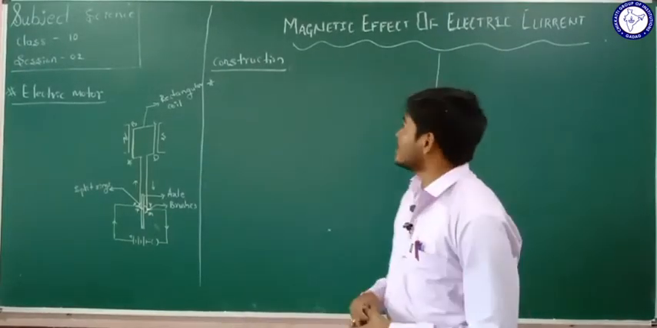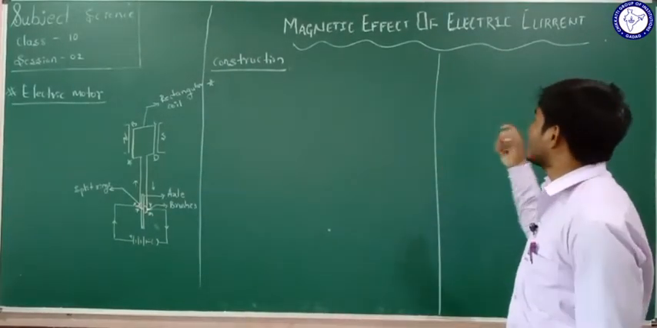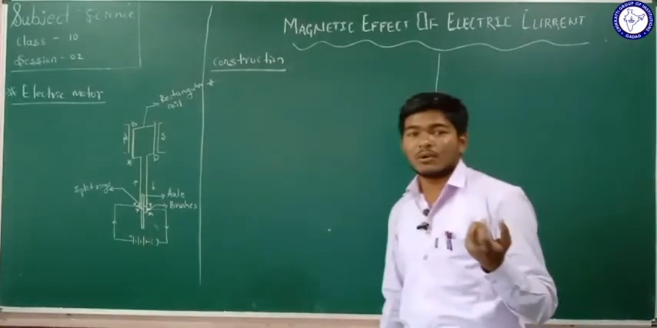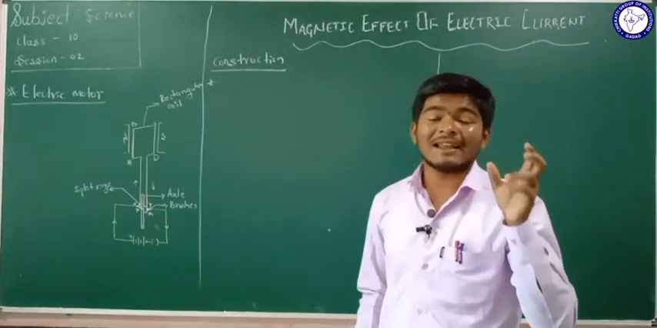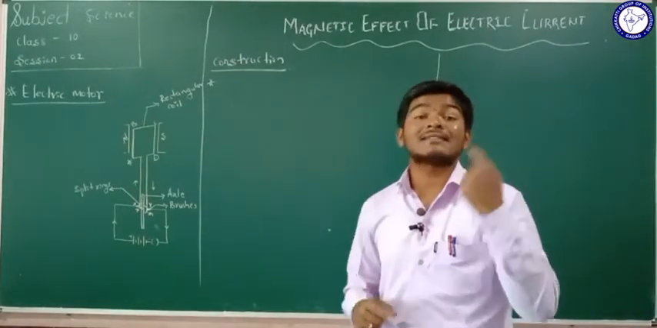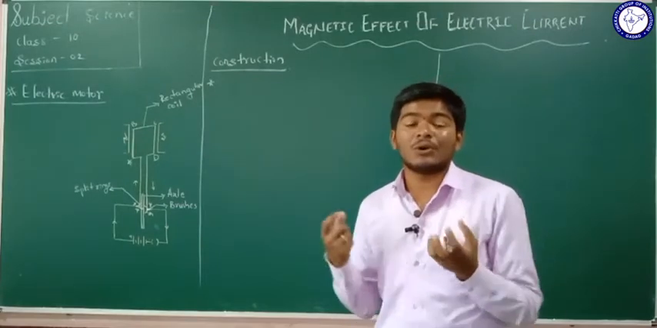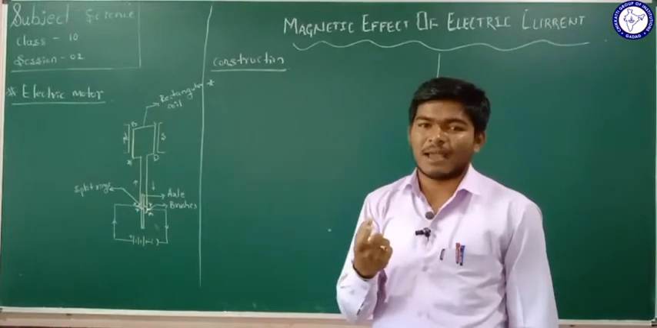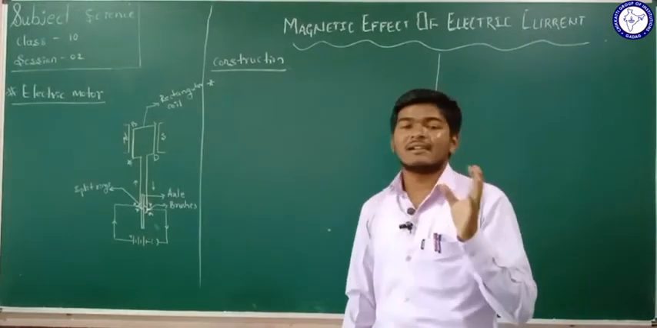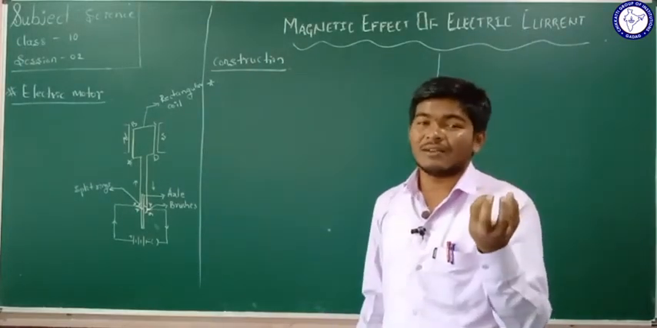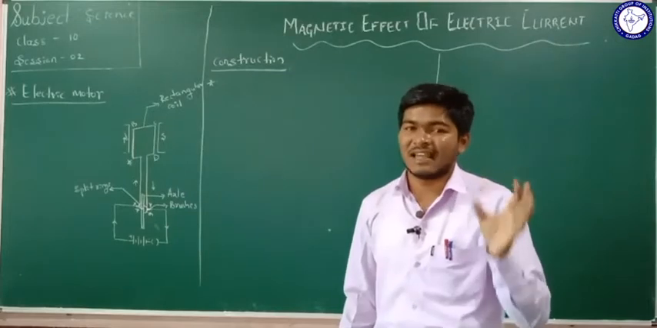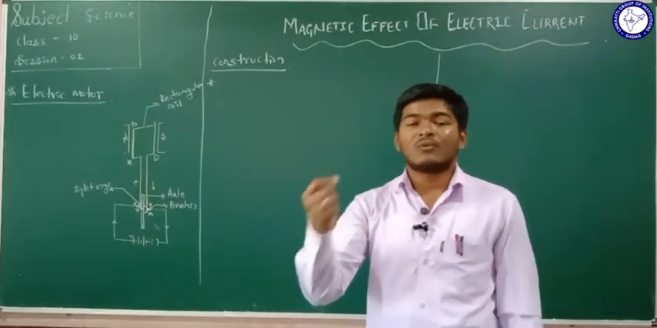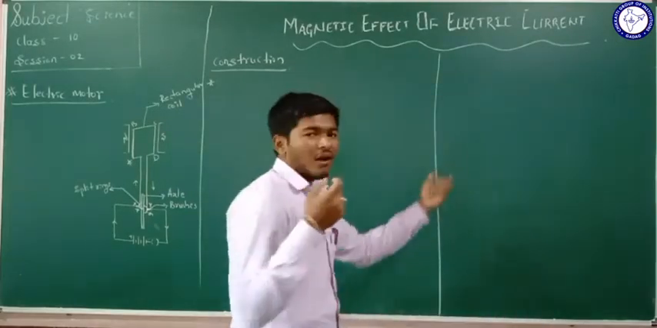In the last session, under the chapter of magnetic effect of electric current, we discussed how an electric current carrying conductor acts as a magnet, isn't it? We know how a current carrying conductor acts as a magnet, and we also saw an activity in the last session.